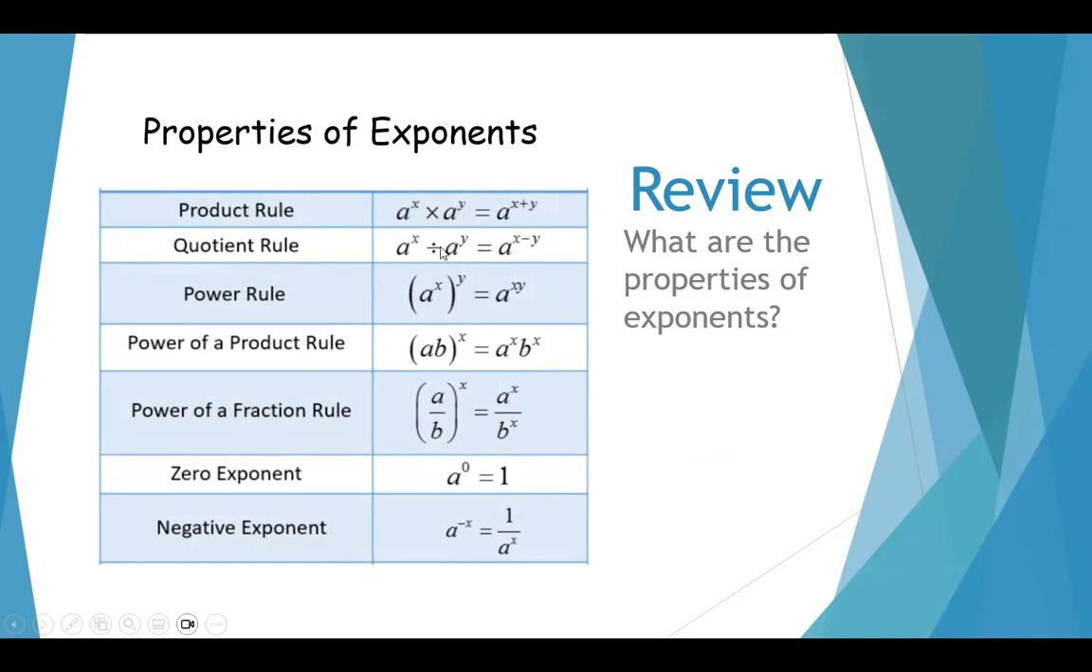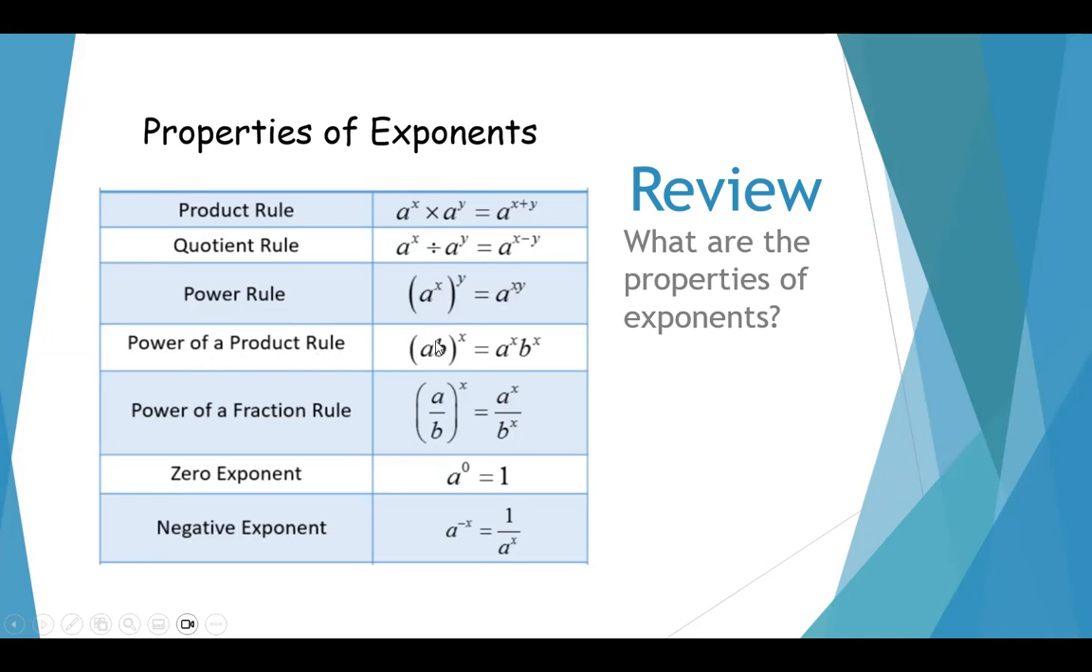Division, and I'm just using the division symbol here because we don't often see this when we're using the quotient rule, so I thought it was appropriate to use now. A to the power of x divided by a to the power of y is, since the bases are the same, equivalently a to the x minus y. A to the x raised to the power of y is equal to a to the power of xy.